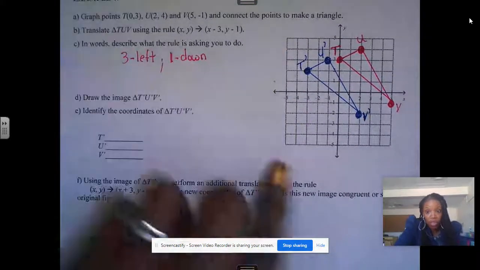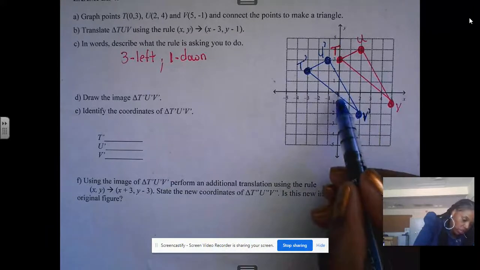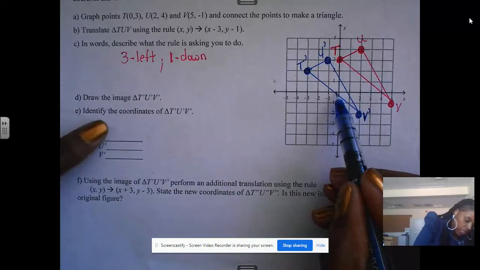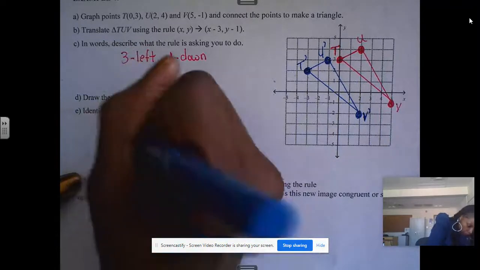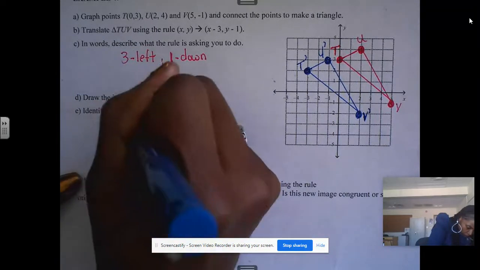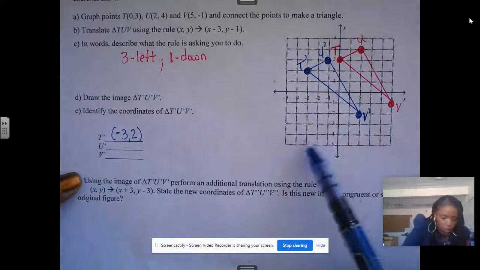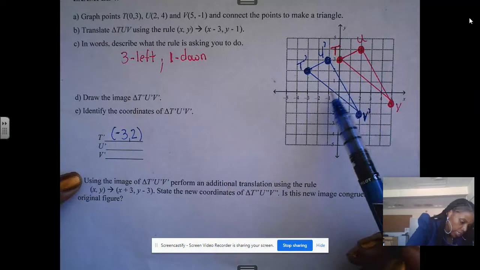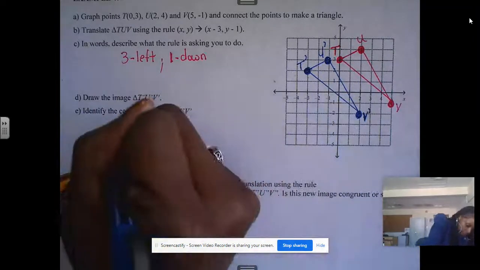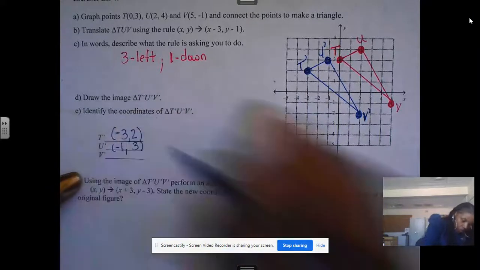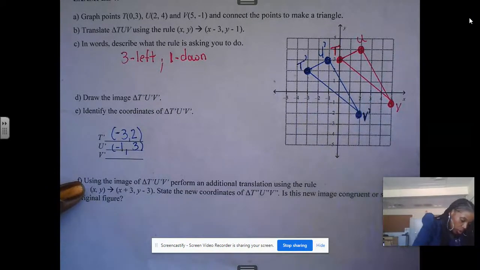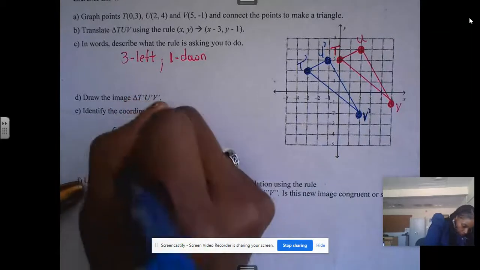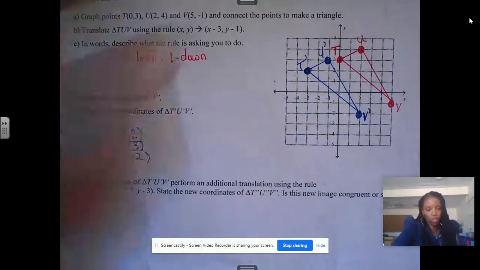Now, they want me to identify the coordinates. So just start at your 0 like you know how to do. And my T is going to be what? -3, +2. And then my U is going to be what? -1, +3. And then my V is going to be +2, -2. Those are my coordinates. Just plotting those points from there.